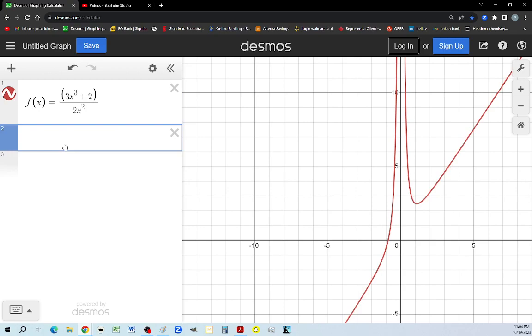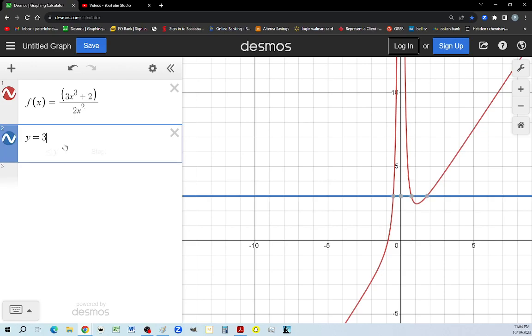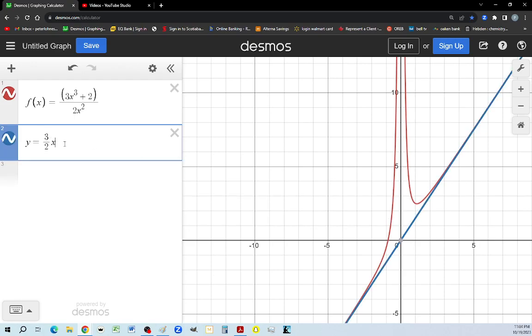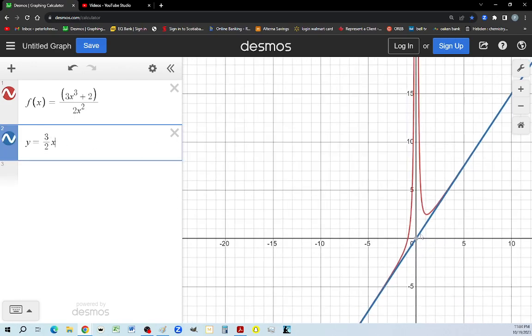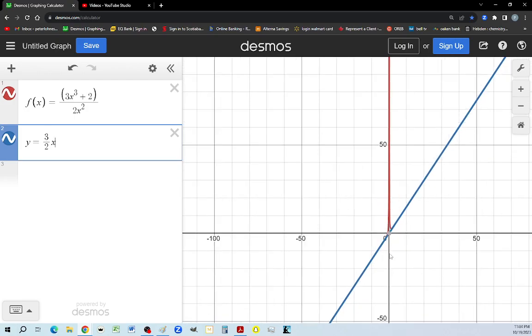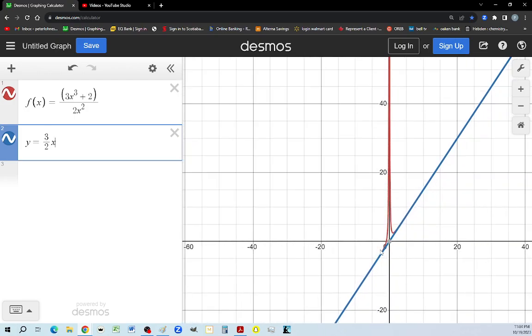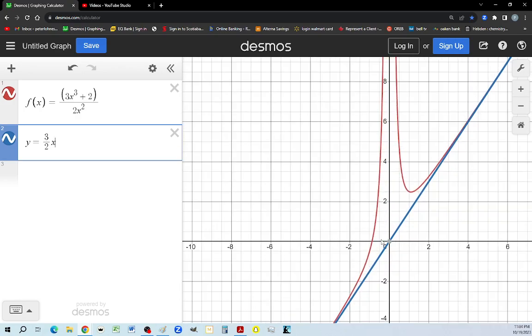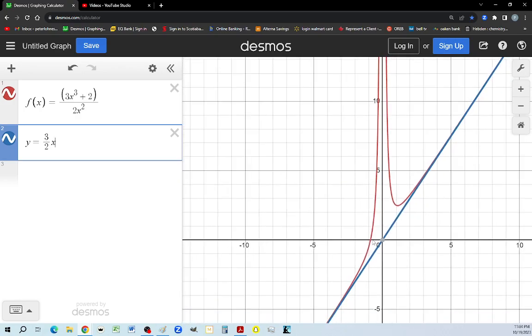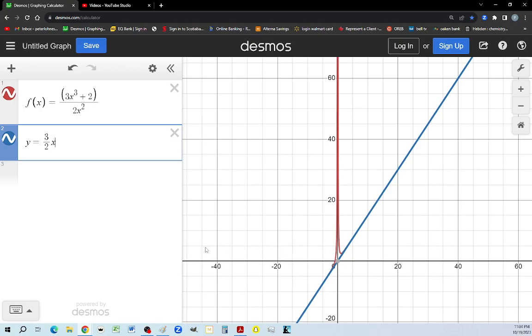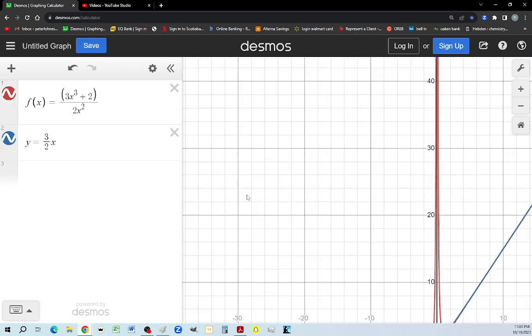How do I get 2? How does 2 become 3? It becomes 3 by multiplying it by 3 over 2x. There we go. There's the formula for the asymptote. I essentially divided the top by the bottom, long division. There. Not hard.